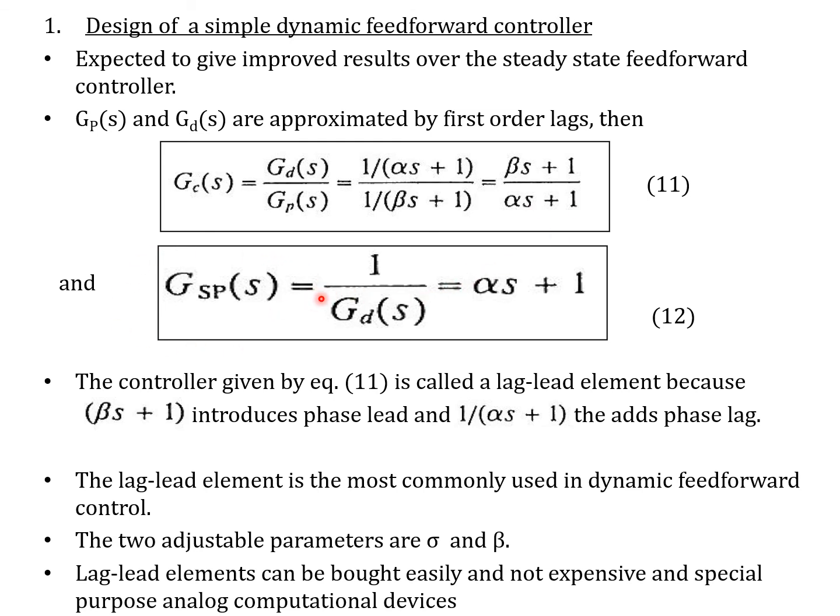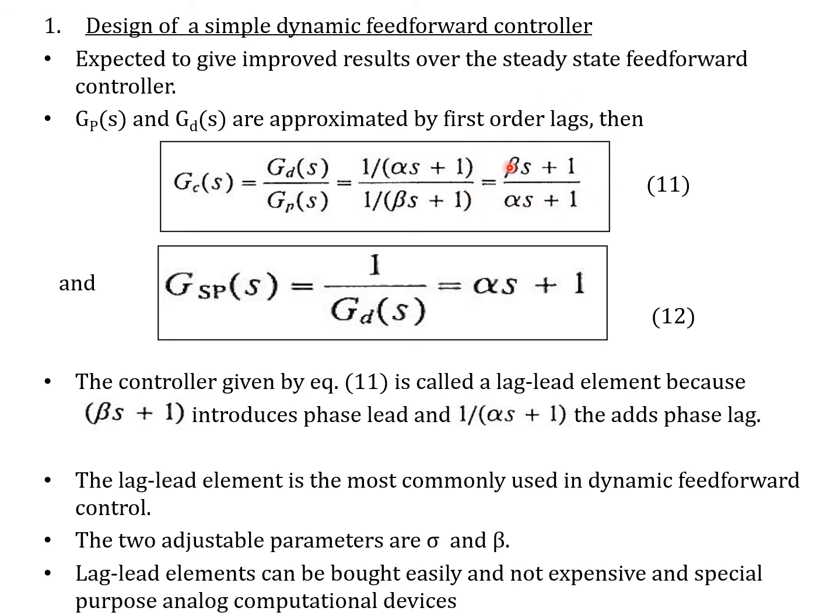And for the GSP, the same thing. This one is converted into 1 over alpha s plus 1. So the GSP is just alpha s plus 1. So basically, the controller given by electricity is called a lag lead. This is the lag, this is the lead element, because beta s plus 1 introduces phase lead, the top part, and 1 over alpha s plus 1 adds the phase lag. So we call it the lag lead controller element. This is how it goes.